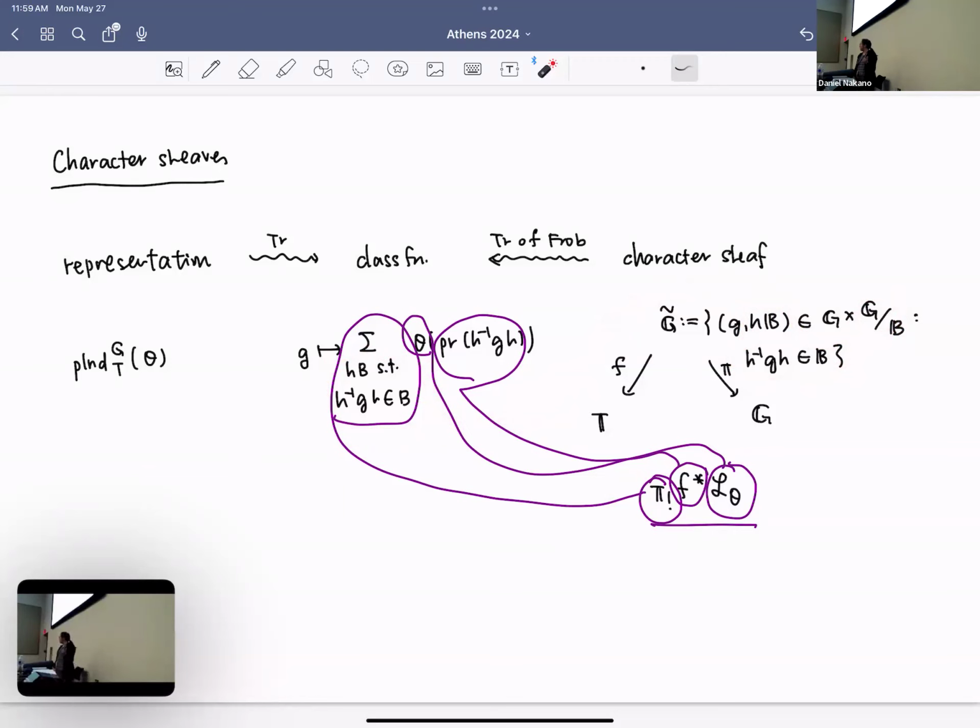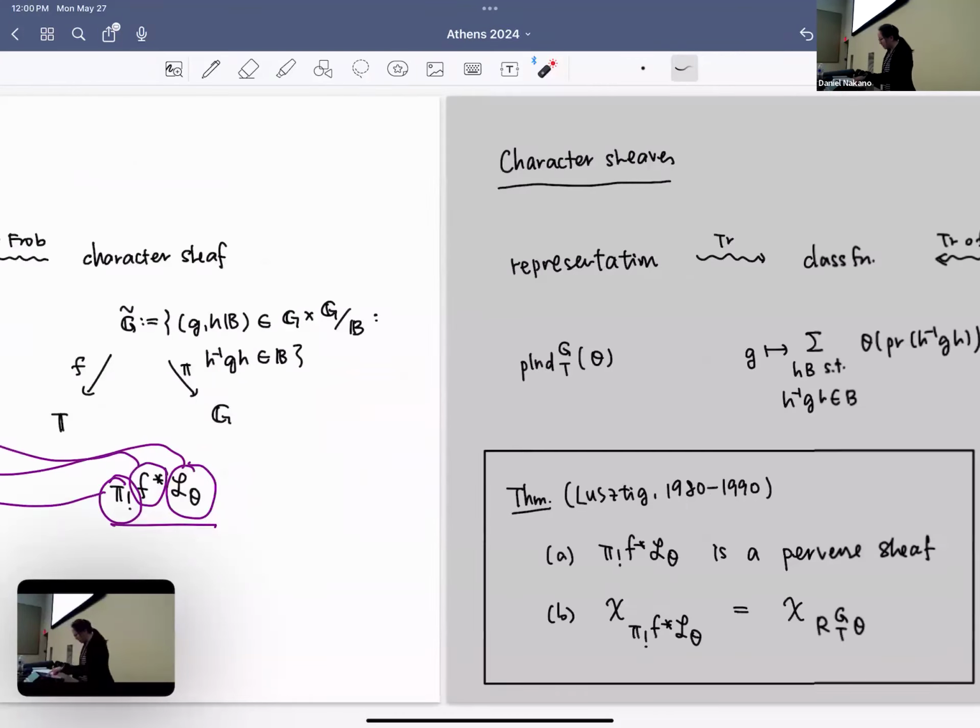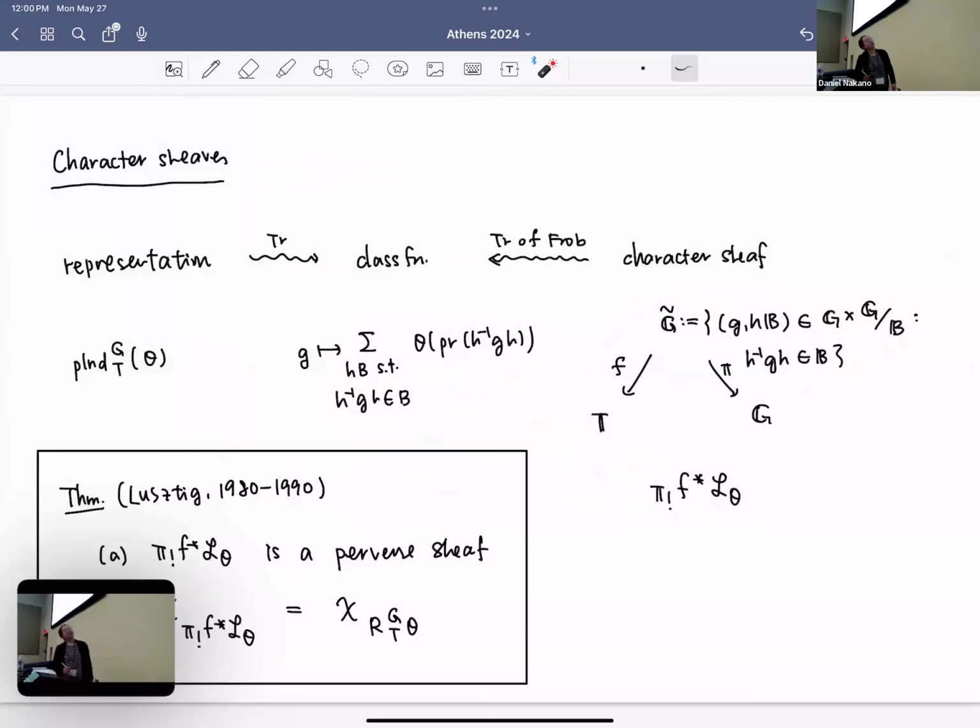What about RT prime G? And so the magic of this, in this form a theorem of Lusztig, is that first, this push forward, this object on the right-hand side, is a really nice object. It's a perverse sheaf. It's the first example of a character sheaf. And moreover, if you take the function corresponding to the sheaf, you actually get RTG theta. But in fact, you also get RT prime G theta. So for any T, you always get RTG theta. So you have this beautiful thing where you have this representation theory side, there's a trace to the middle, and then there's the sheaf side, there's a trace to the middle, and everything commutes.